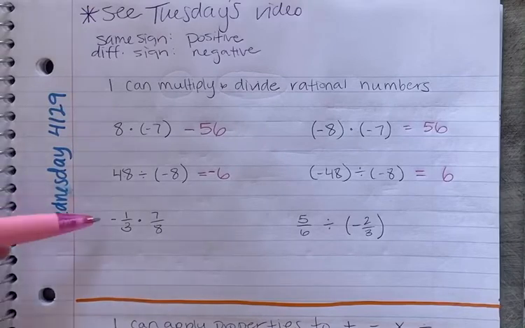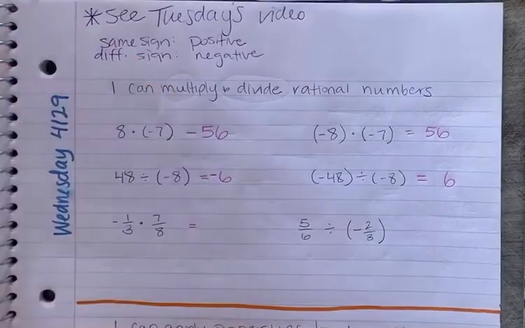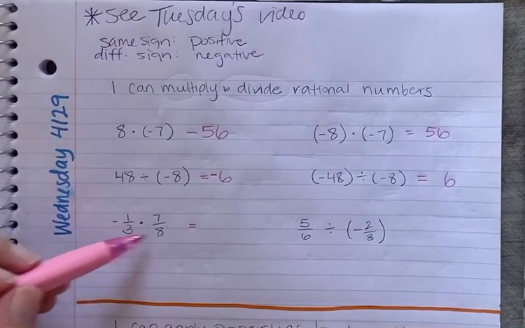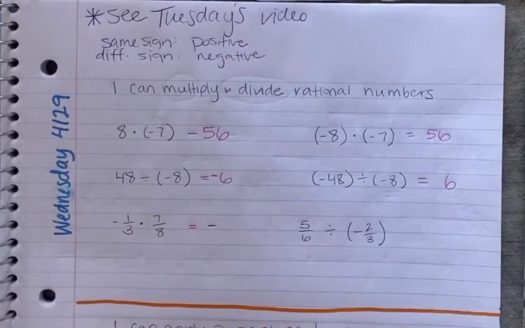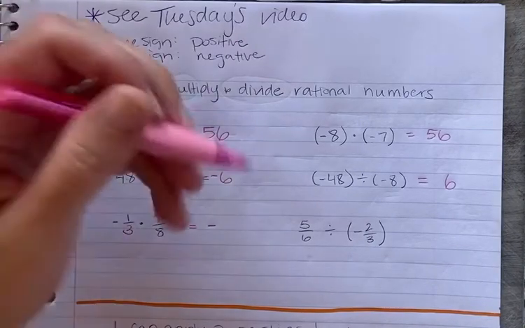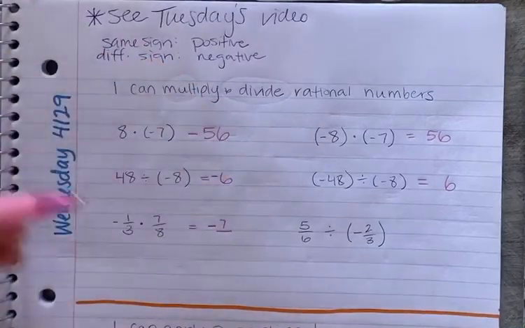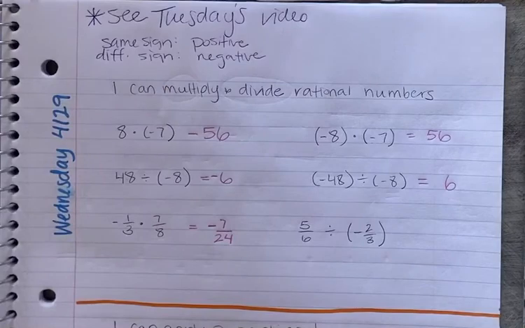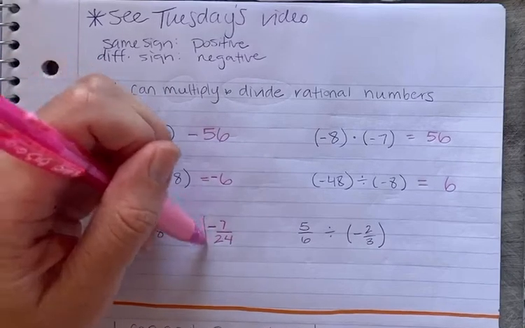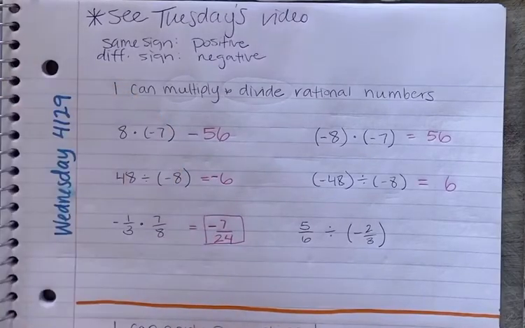So here I have negative 1/3 times negative 7/8. I already know that my answer is going to be negative because these are different signs. So I can go ahead and put that negative there. Now when I multiply, I'm going to multiply straight across. 1 times 7 is 7. 3 times 8 is 24. Can I simplify it at all? I cannot. So this is my final answer, negative 7 over 24.